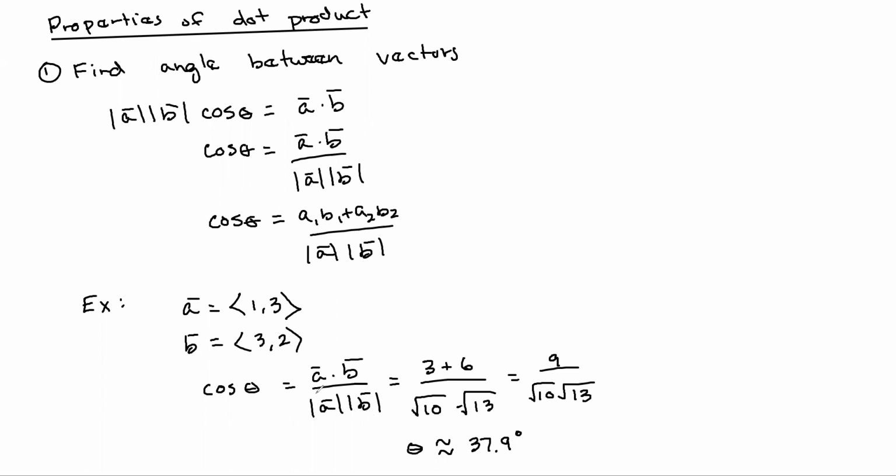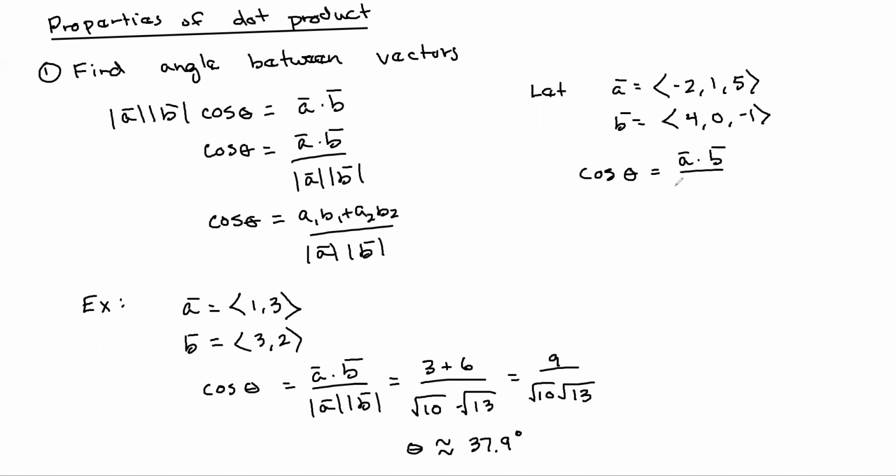So again, dot products, all these definitions, they all extend to 3 dimensions. So let's see if we can go through and use this in 3 dimensions. So let A be -2, 1, 5, and let B equal 4, 0, -1. And then we can go through and use our definition again. So cosine theta equals A dot B divided by the length of A, length of B.